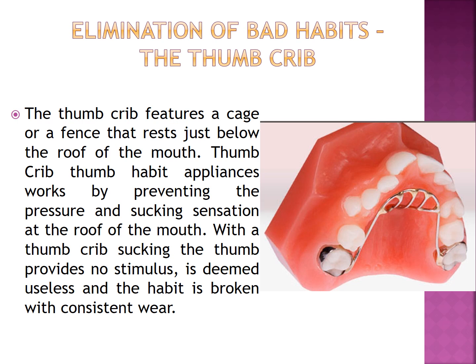The thumb crib features a cage or a fence that rests just below the roof of the mouth. This habit appliance works by preventing the pressure and sucking sensation at the roof of the mouth. With the thumb crib, sucking the thumb provides no stimulus, is deemed useless, and the habit is broken with consistent wear.